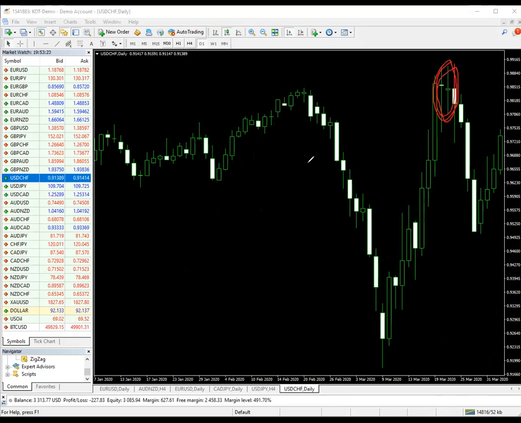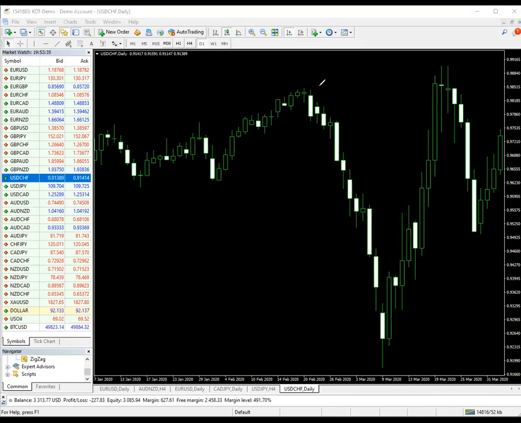You understand? Look at another one here. Oh, this is not a spinning top. It's another type of candle. We'll look at that very soon. This is also another type of candle. We'll look at that very soon. So this is all about spinning tops when you spot them.